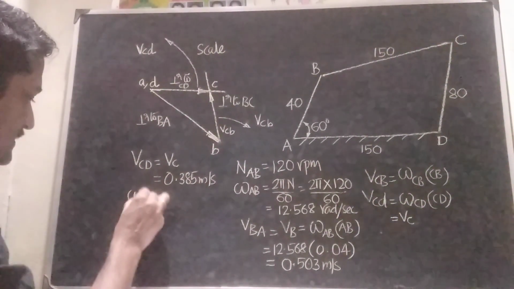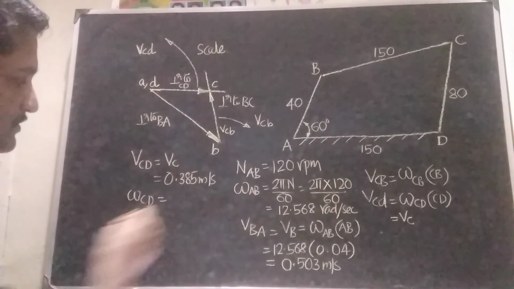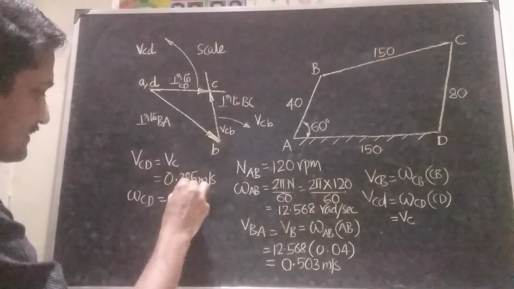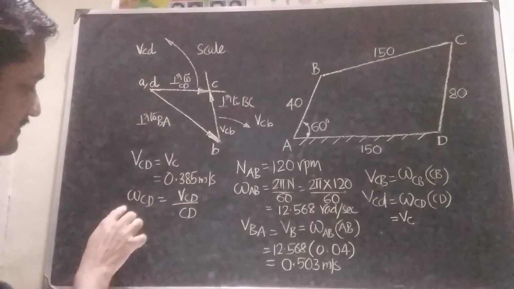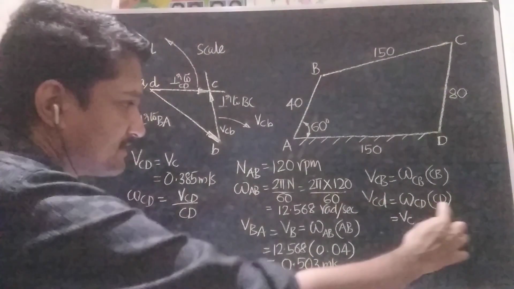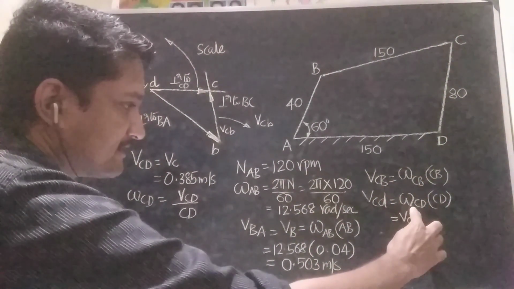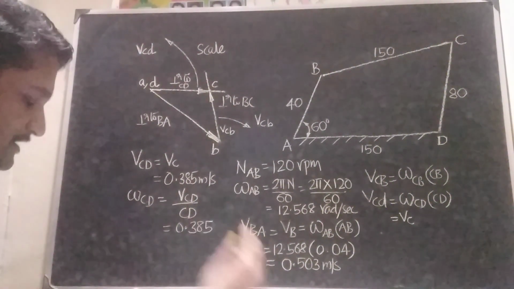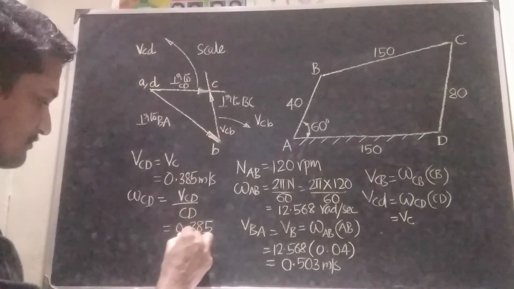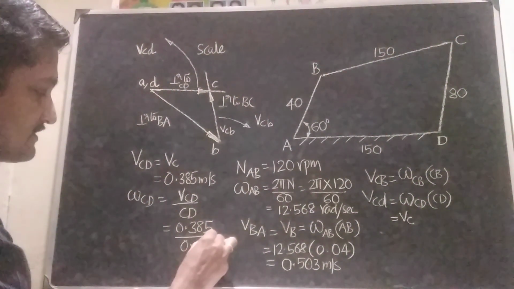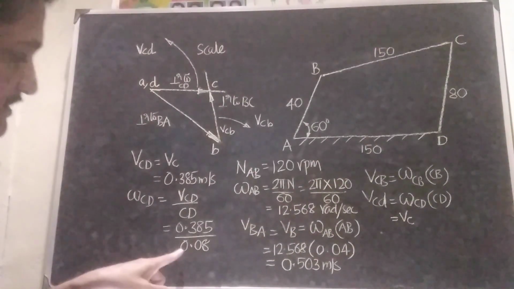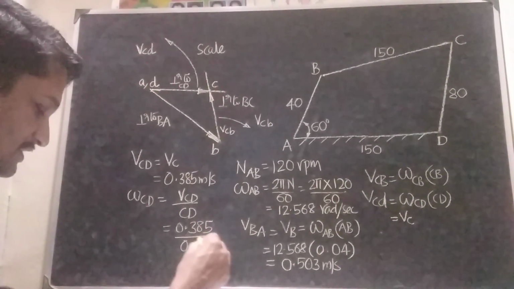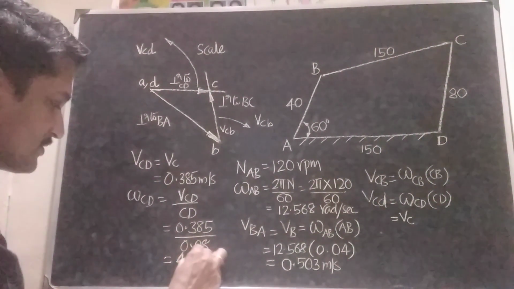Then angular velocity of CD is equal to VCD divided by CD, since VCD is equal to omega CD into CD, or omega CD is equal to VCD by CD. That's equal to 0.385 meter per second divided by 0.08. CD is 80 mm, so this CD will become 0.08 meter. Then that's equal to 4.8 radian per second.